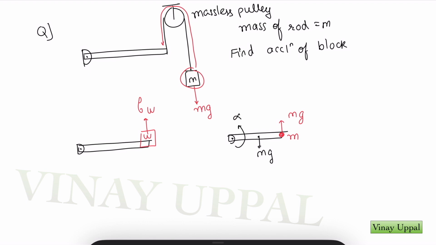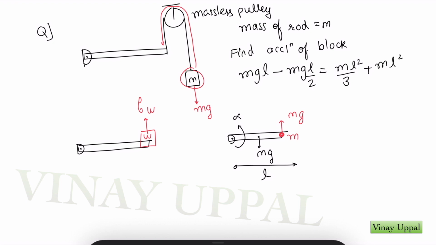So I can write my torque as, let's assume a length L for the rod. My torque will be mgL, this is in the anti-clockwise sense by the gravity of the particle, minus mgL by 2, this is the clockwise torque by the gravity of the rod. And this should be equal to I alpha. Moment of inertia of the rod is going to be mL squared by 3 about its end. And don't forget, we have to include the moment of inertia of the particle as well. So that will be mL squared times alpha. That's it. So you will get alpha as 3g by 8L.